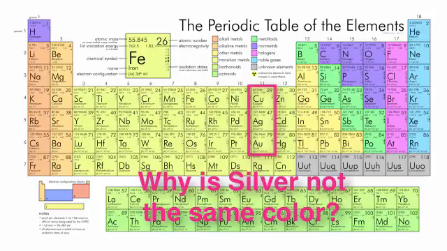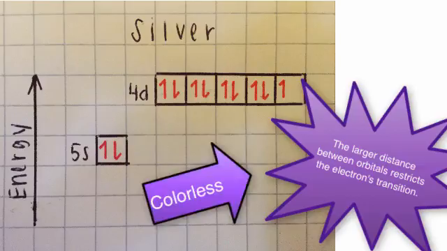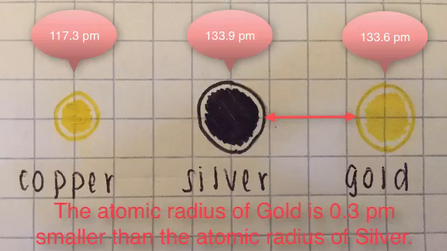Then why is silver, which is in the same group as both copper and gold, not the same color? The atomic radius of silver is 16.6 picometers larger than the atomic radius of copper, allowing a bigger distance between the s and d orbital, which restricts the electron transition. The difference is too large for the electron to jump. In copper, the s and d orbitals are close enough to allow the transition, so it appears yellow, and silver appears colorless. But now we face another problem.